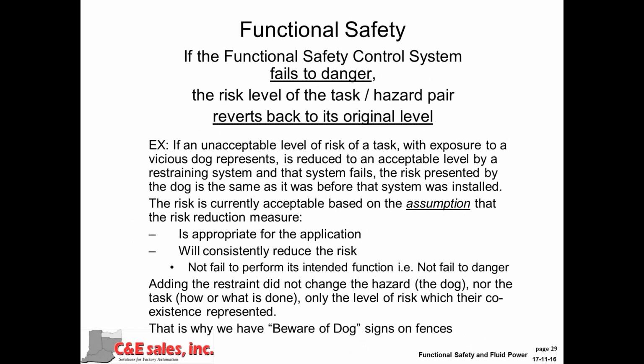That risk is unacceptable, so the owner perhaps puts up a control measure such as a fence, and you take a look at the fence, you say, yeah, that is adequate, and I accept the level of risk that is there now. And that is on the assumption that the fence is appropriate for the application, right? That it will contain the dog and that it will consistently reduce the risk, i.e. it will not fail to perform its intended function, i.e. it will not fail to danger. If that fence were to fail, the risk is right back to what it was. The dog has not been changed.